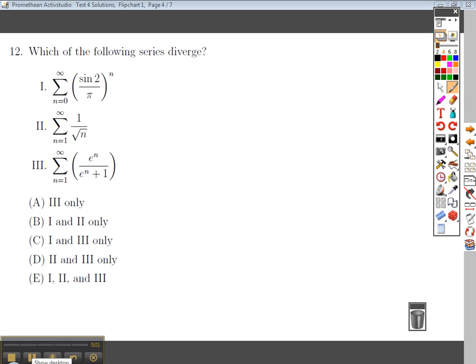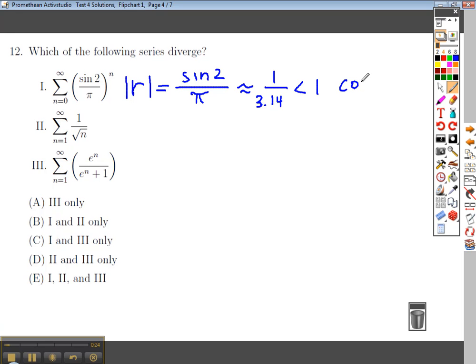Let's look at question 12, which asks, which of the following series diverge? A lot of people did not show enough work here, so I couldn't really give partial credit. This one, some people treated as geometric. Absolute value of r is sine 2 over pi. And the question was, what is sine 2? Well, I know sine is never above 1. So the most is 1 over pi, which is 3.14. So of course it's less than 1. So by geometric, this converges.